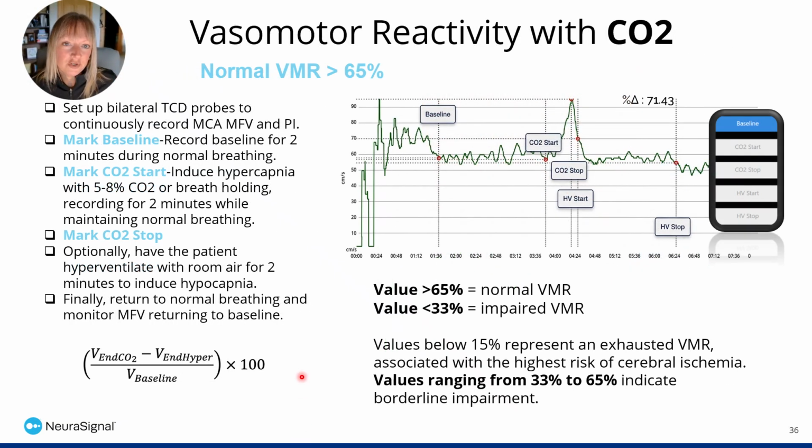If CO2 is your preferred way of performing a vasomotor reserve exam, that can be done as well with the NG2 system. You will see the different calipers marking on the timeline for your baseline, the beginning of CO2 and the cessation of CO2, and then your normal and impaired VMR numbers are greater than 65% for normal and less than 33% for your impaired VMR with CO2.